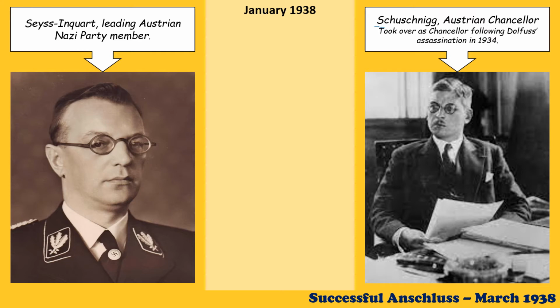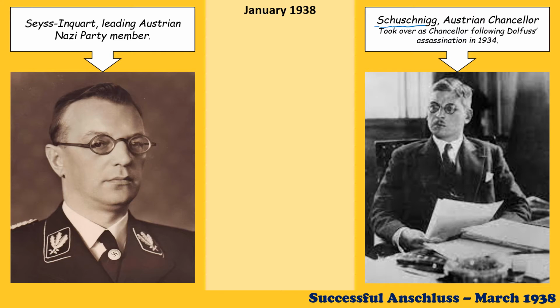We are looking at someone called Schuschnigg. Schuschnigg was the Austrian Chancellor, and it's important for us to link back to that earlier event of failed Anschluss, or attempted Anschluss, because he is the guy who takes over following Dollfuss's assassination by the Austrian Nazi Party back in 1934. So by the time we get to 1938, Schuschnigg here has been in charge for 4 years.